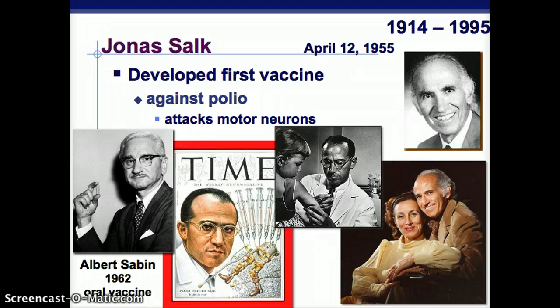Jonas Salk developed the first vaccine. It was against polio, and it attacked motor neurons. So he understood the science kind of behind it, and in 1955 developed the polio vaccine, which saved many, many lives.